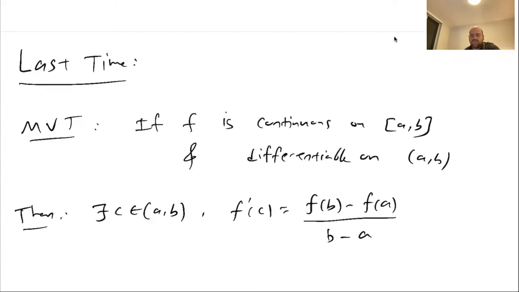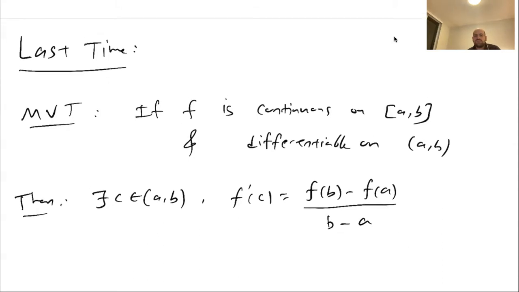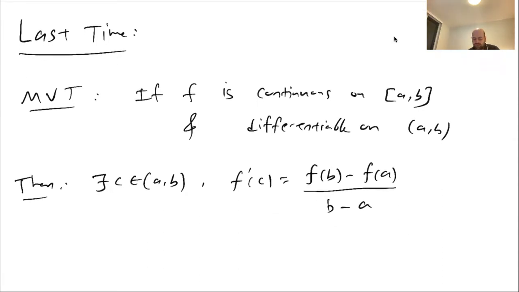So f of B minus f of A over B minus A is the slope of the secant line connecting the endpoints of the curve. And f prime of C equals this means at least one of the tangent lines is parallel to this secant line connecting the endpoints of this curve. So we saw some applications of this mean value theorem.